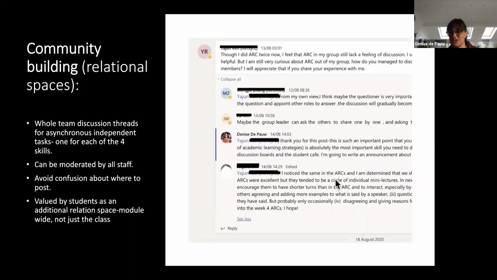And this screenshot that you can see is just a student's reflection on an academic reading circle, and then she's had responses from some other students suggesting what she can do, and one from me and one from another colleague. So it was a success to have those dedicated channels to discuss skills progress through the course.